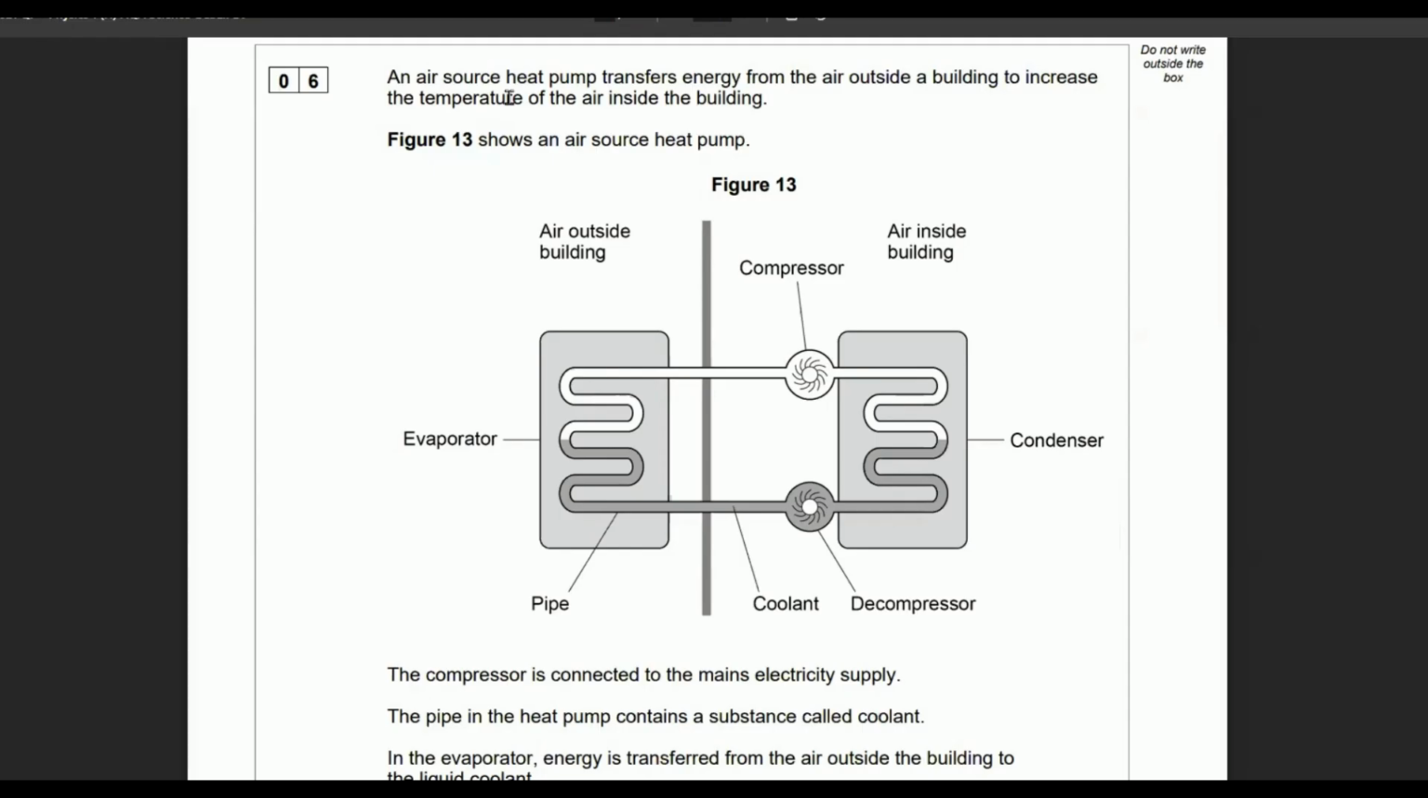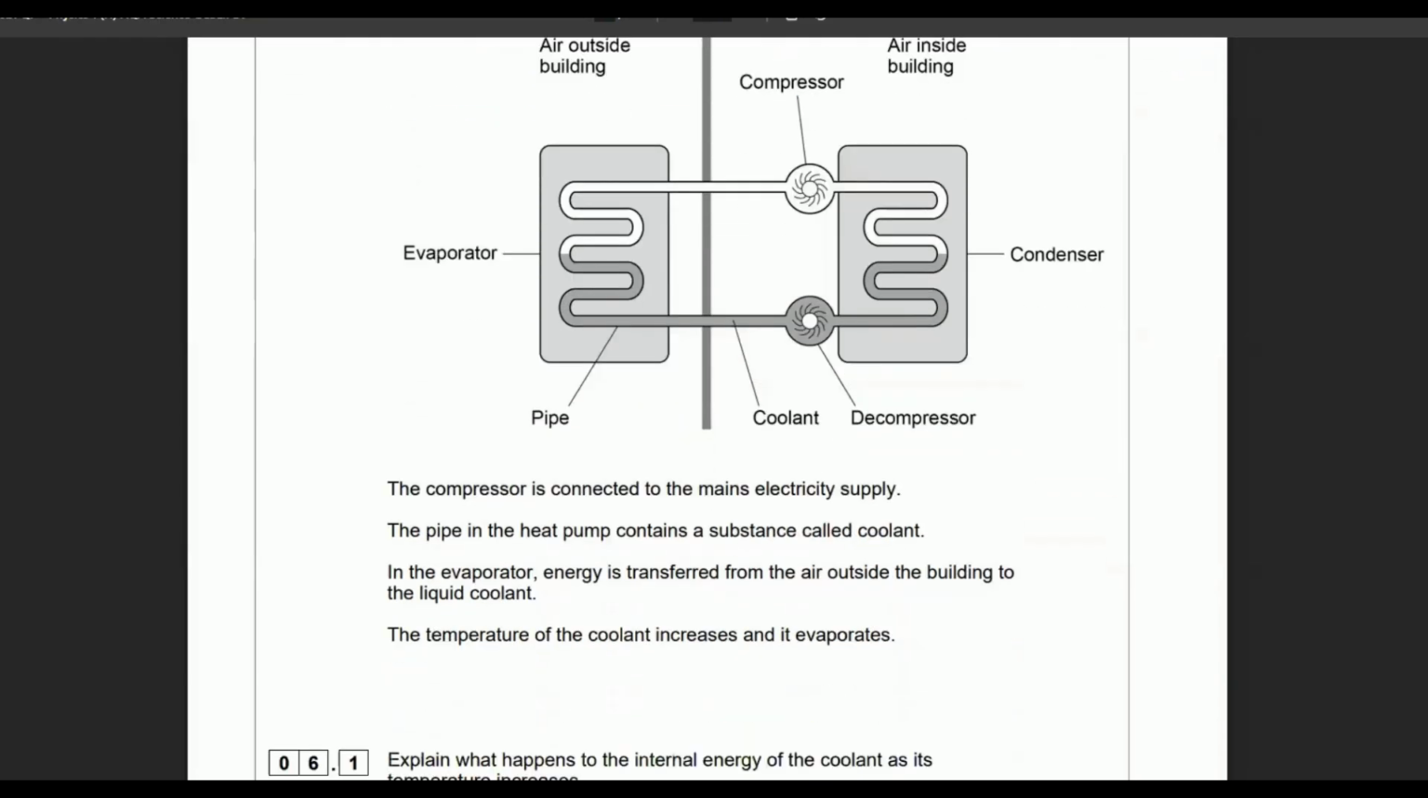An air source heat pump transfers energy from the air outside a building to increase the temperature of the air inside the building. Figure 13 shows an air source heat pump. So we've got air outside the building, air inside the building. We've got an evaporator. We've got a pipe that runs to the outside of the building, comes back in. We've got a compressor squishing the air. Then we've got a condenser, and then we've got a decompressor and a coolant.